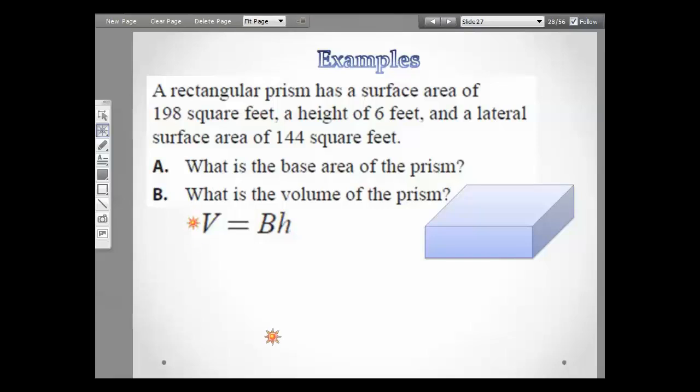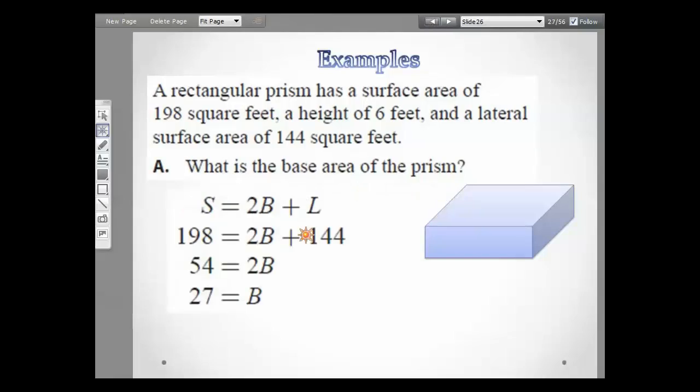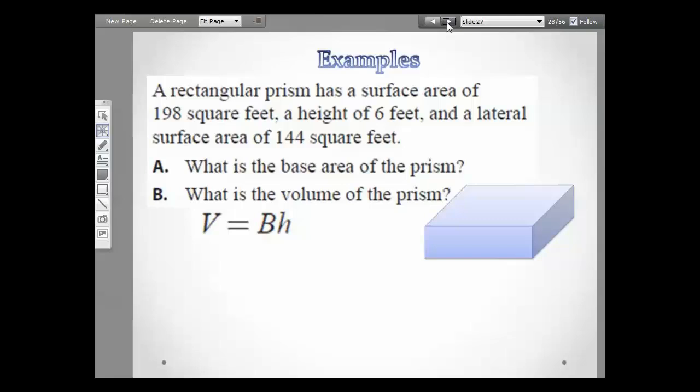Now we're going to have to find the volume. Well, now we know what capital B is. We found it in this last problem. We know that capital B is 27 feet squared. So we're going to plug that in. They gave us the height of the prism. Right here they told us it was 6 feet. So I'm going to have 27 times 6. And I find out that the volume of my prism is 162 inches cubed.